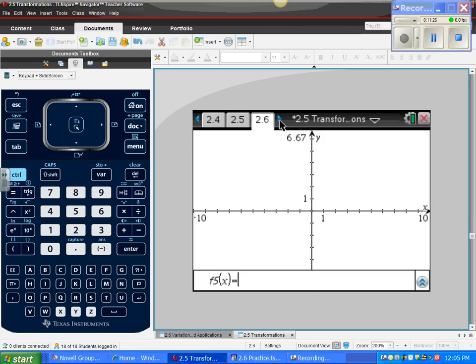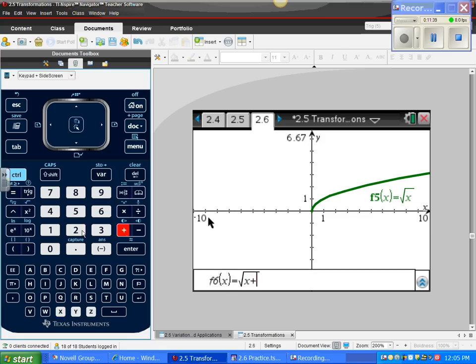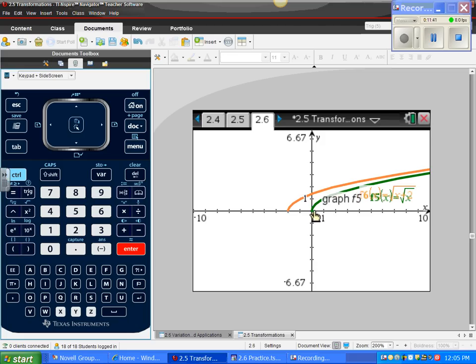Okay. So let's check ourselves. Square root of x. There's my square root function. And we're thinking going to the left 2 units, so hopefully we were right. Square root of x plus 2. And we have gone from here to here, so to the left 2 units, so we're good.